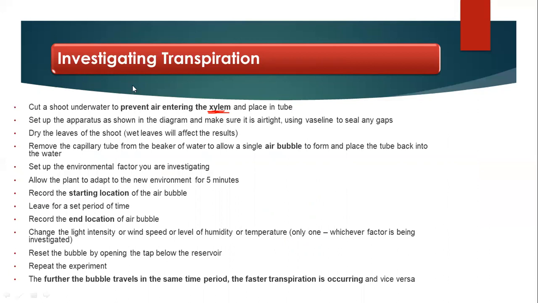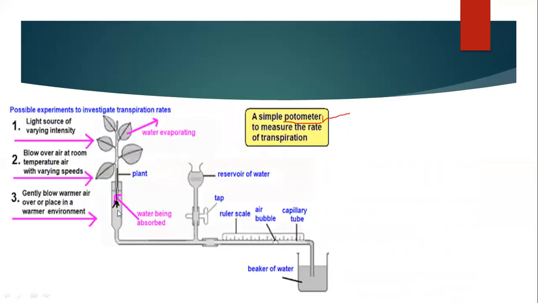What is the equipment? We need a shoot, and this shoot is cut underwater, and we are putting it in the apparatus like this underwater, and sealing, closing this tube by putting cotton wool and Vaseline to prevent introduction of any air. And we are drying the leaves, because if the leaves are wet, it will affect the rate of transpiration.